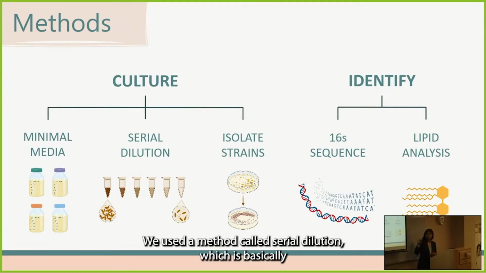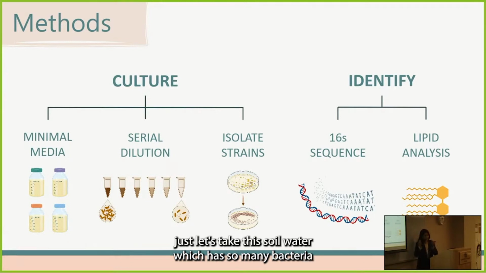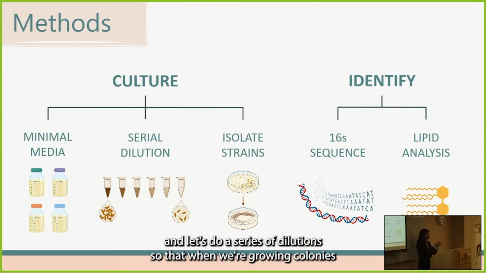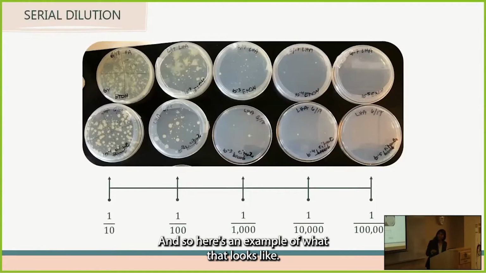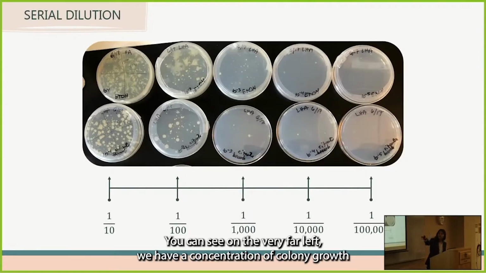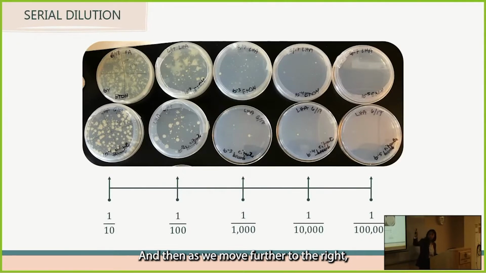We used a method called serial dilution, which is basically: let's take this soil water, which has so many bacteria, and do a series of dilutions so that when we're growing colonies on a plate, that petri dish is not super overcrowded with bacteria. Here's an example of what that looks like. You can see on the very far left, we have way more concentration of colony growth on the plate. And then as we move further to the right, very little colony growth because this concentration was far less.